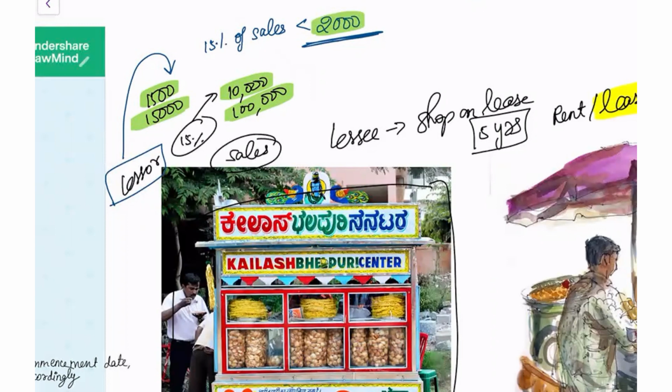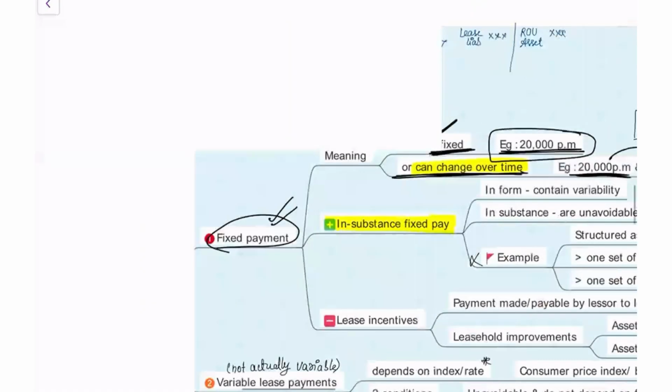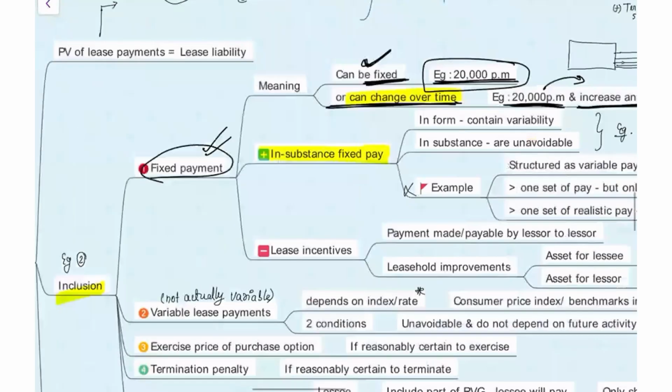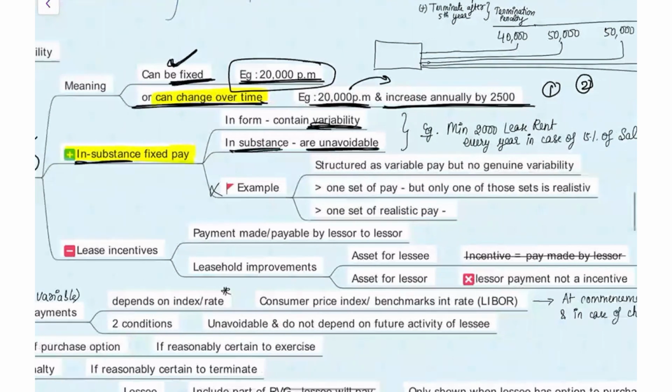This is a kind of in-substance fixed payment, because a fixed 2,000 you will pay. More than that is possible, but a fixed amount of 2,000 you are anyway going to pay. So that is also included as a part of your fixed payment. This is called in-substance fixed payment. It looks like a variable payment, but in substance it is an unavoidable payment. Every month 2,000 you have to definitely pay. I hope you understood what is fixed payment.